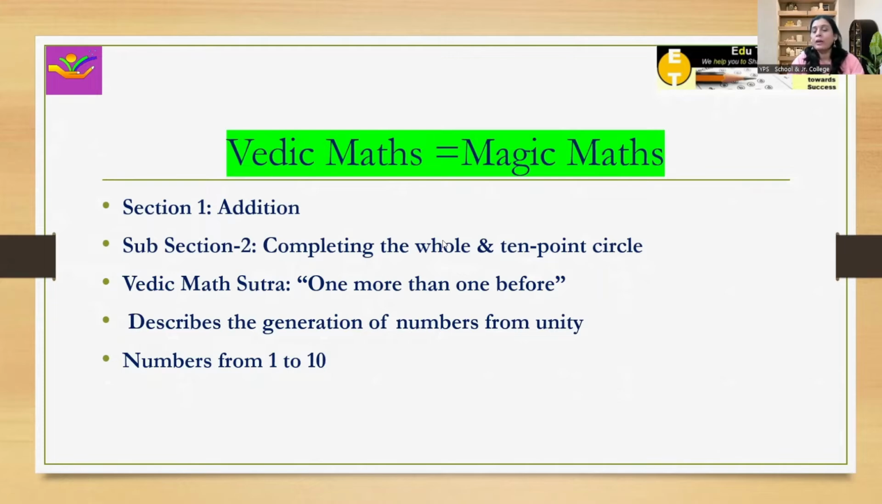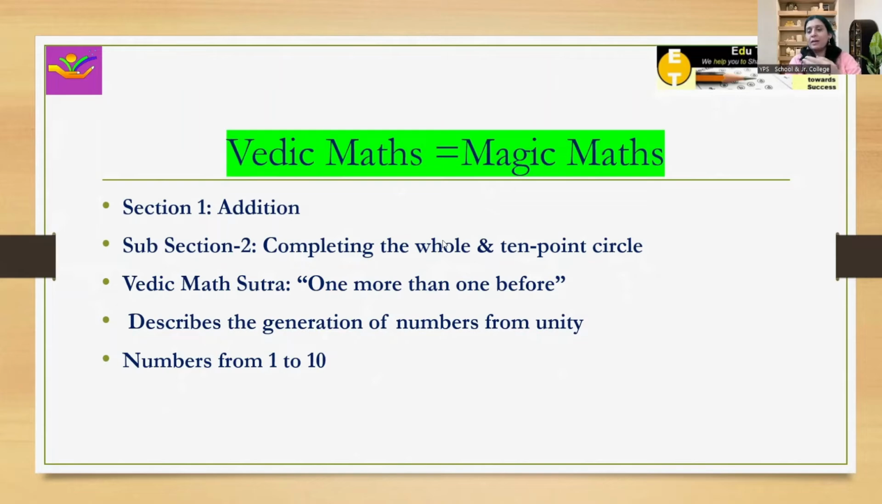And the second is one more than one before. Now, if you see the number series, it is basically based on this sutra, one more than one before. If I take number 2, it is one more than its previous number, that is number 1. Number 3 is one more than the previous number, that is number 2. So one more than one before.